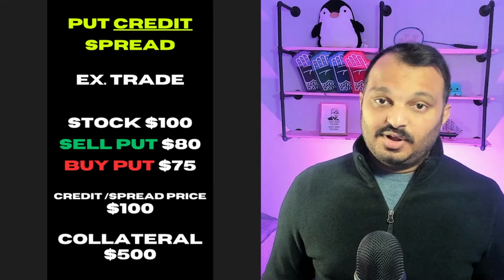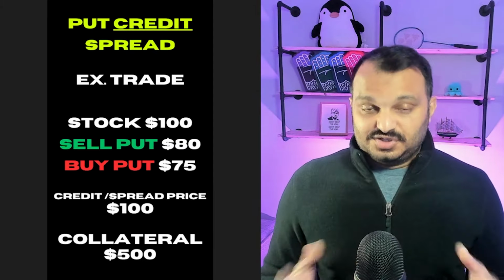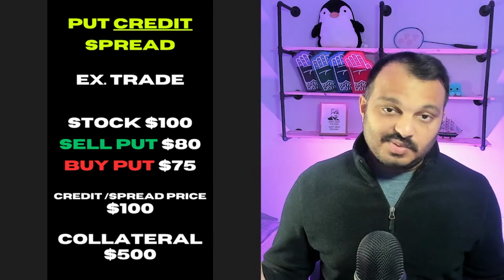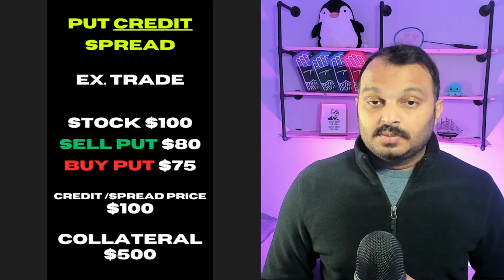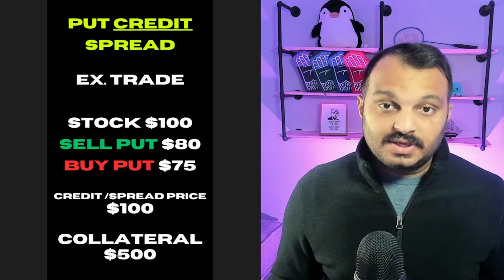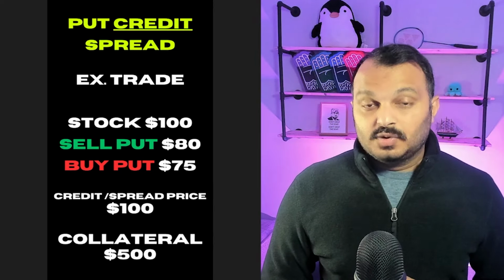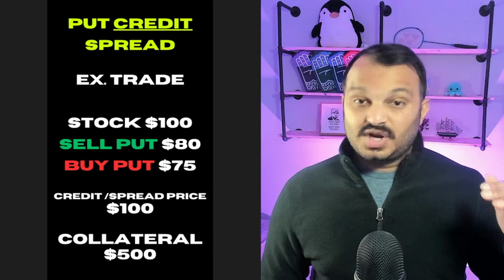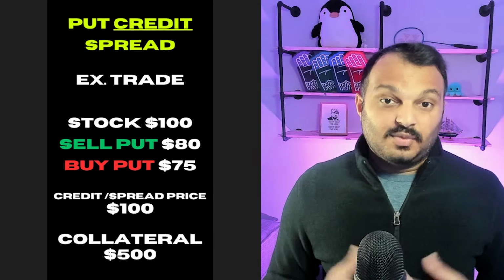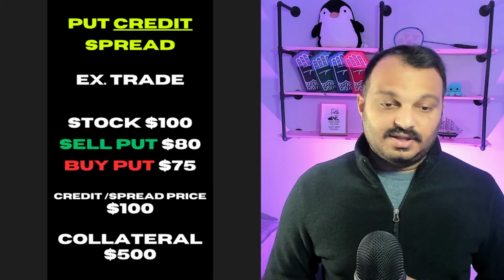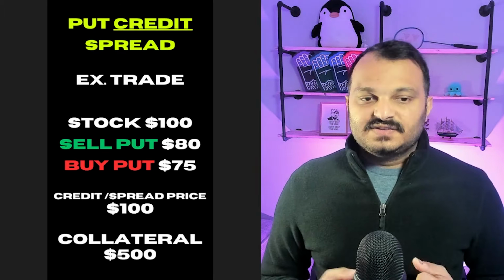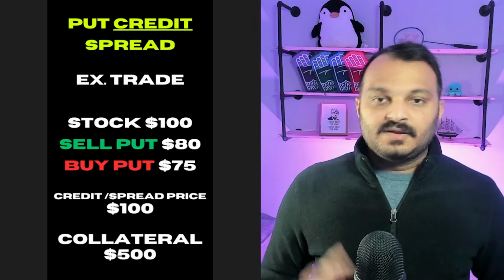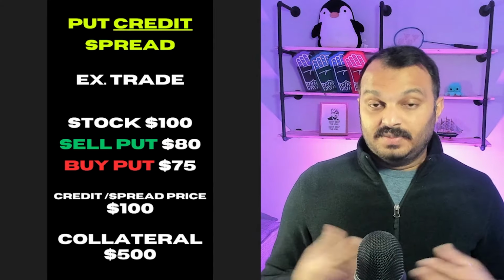Here's a basic example of a put credit spread trade. There's a stock that's trading at $100. I don't think it's going to fall down to $80 in the next 1 month or so. So I'm going to open a put credit spread. I'm going to sell a put at the strike price of 80, and I'm going to also buy a put at the strike price of 75. The one I'm selling has the higher strike price, so it costs more than the one I'm buying. So there's the net credit, and the net credit is $100. And since the strike width difference between 80 and 75 is 5 times 100, $500 will be my collateral.